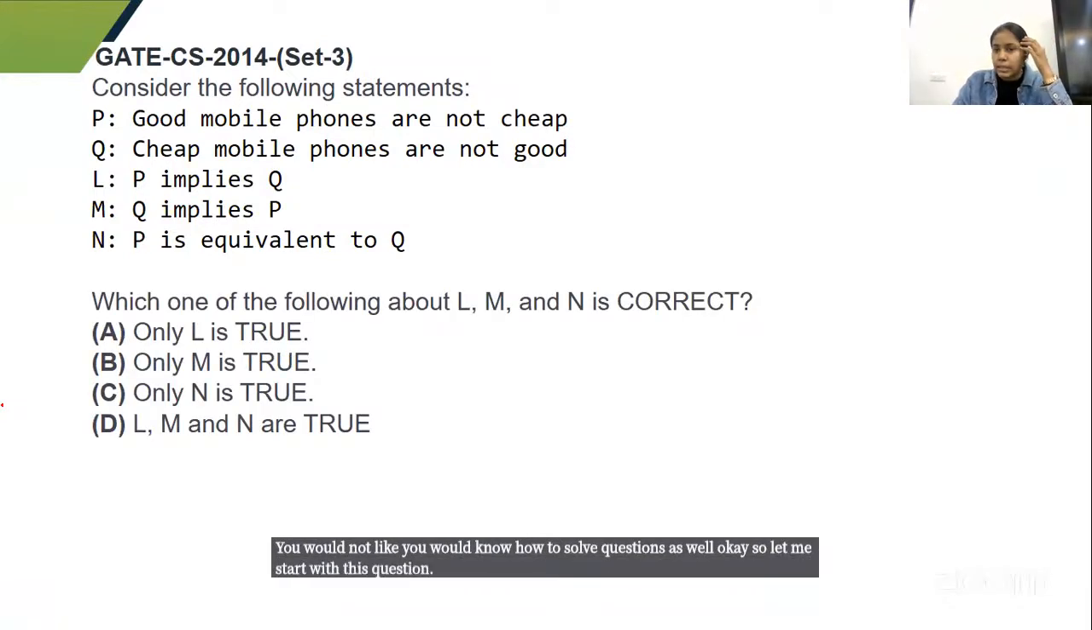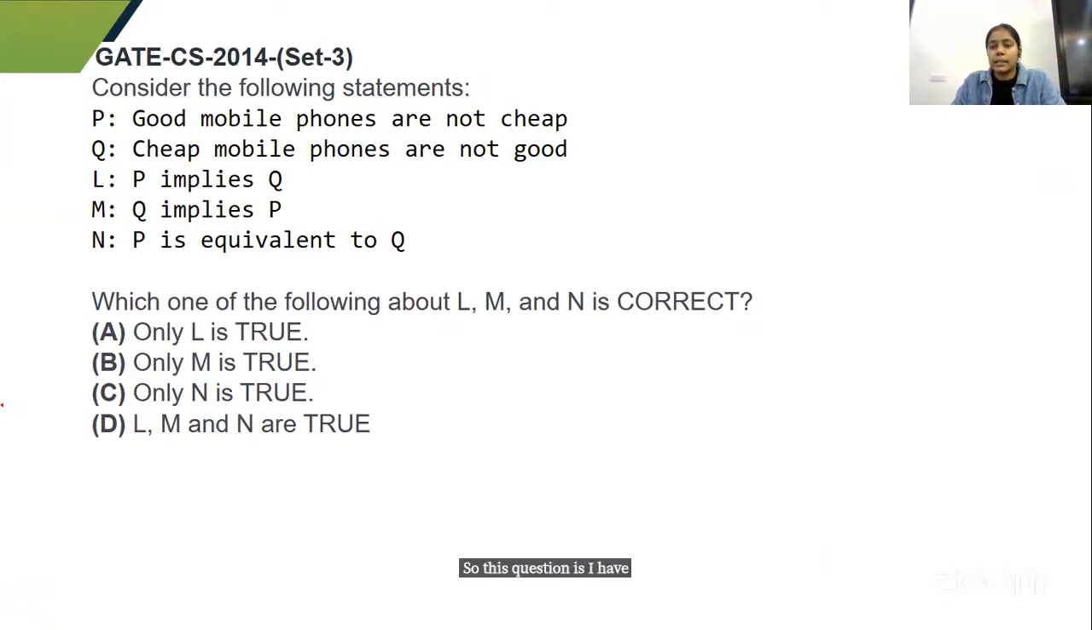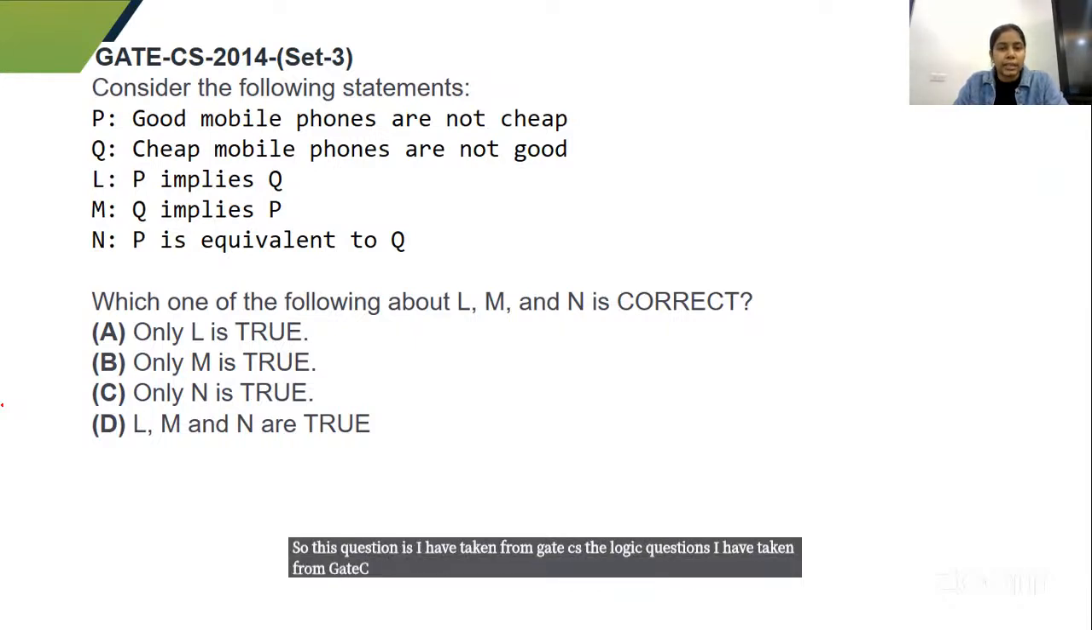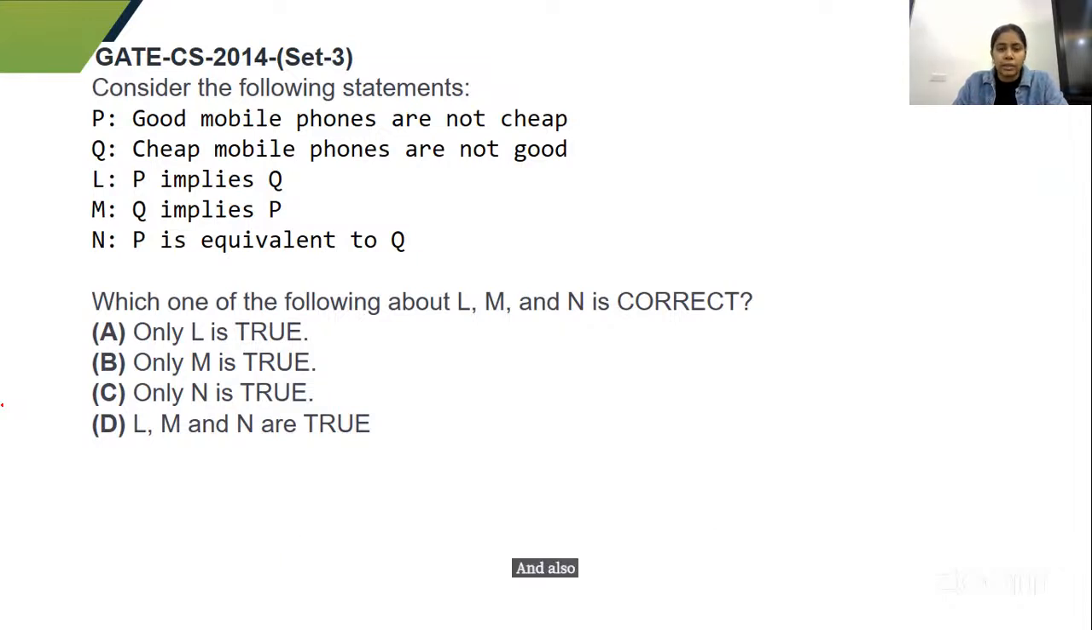This question I have taken from GATE CS. The logic questions I have taken from GATE CS, because in discrete mathematics there are different types of questions, and I have also taken GATE questions from 2024 DA as well, right?